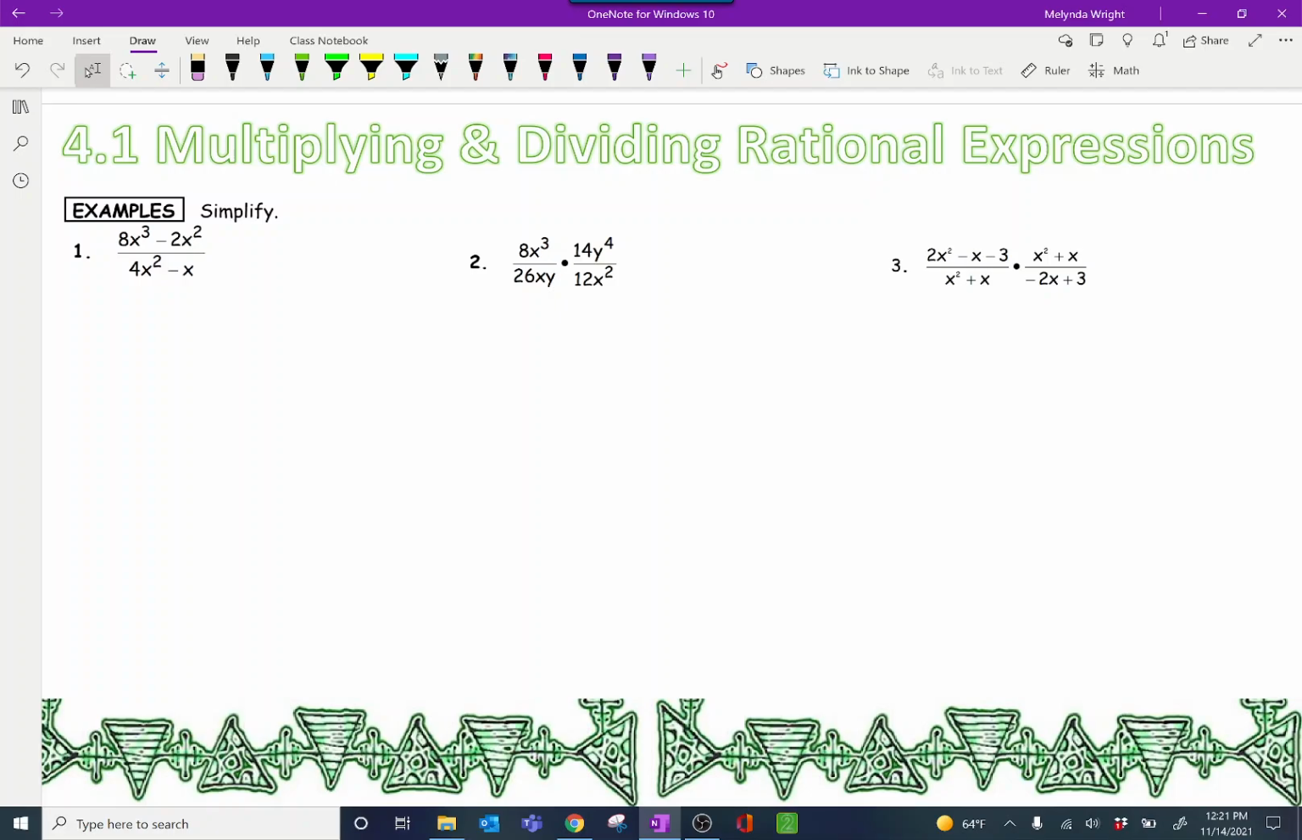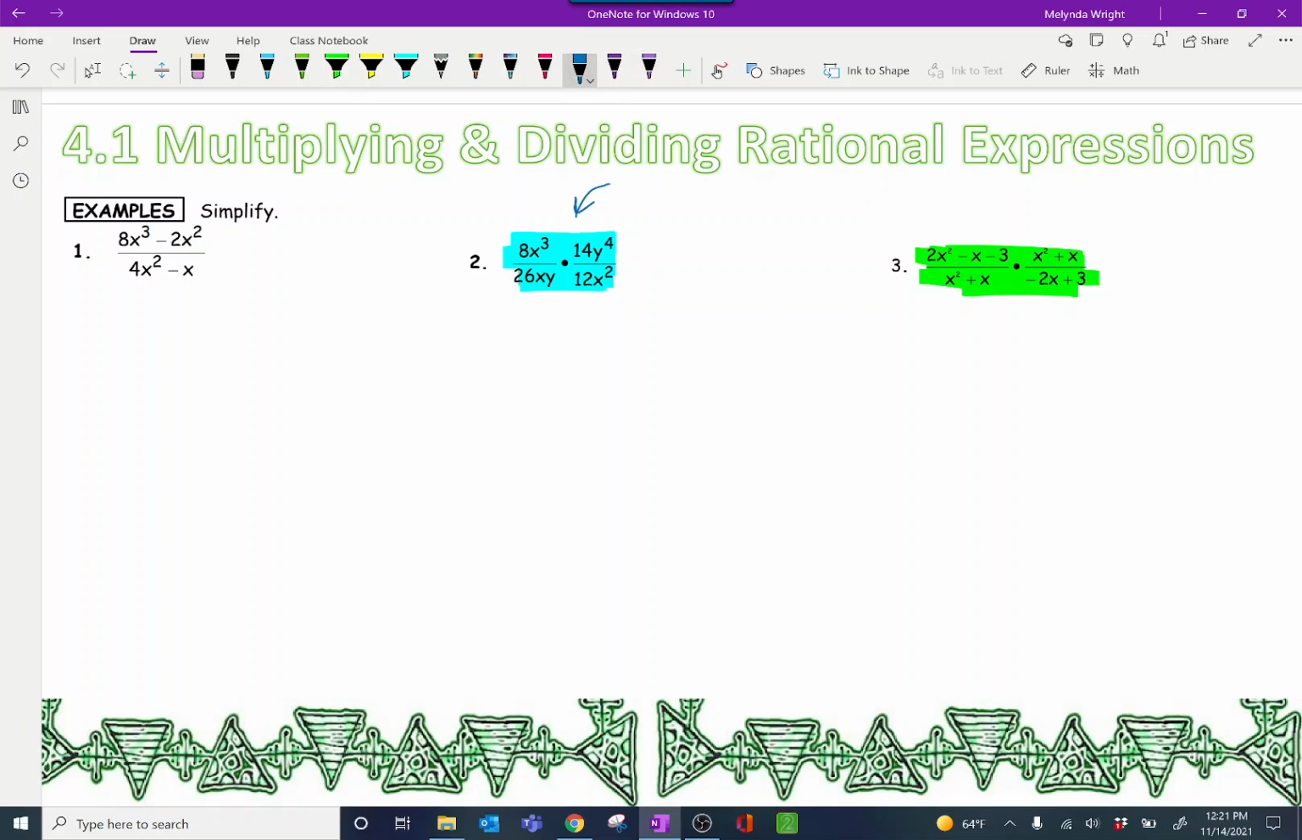All right, let's take a look at our lesson on multiplying and dividing rational expressions. The first thing that I would like to really talk about and point out is the difference between the way this rational expression looks versus this one. We handle these two rational expressions differently when we're multiplying and dividing. Let's talk about why.